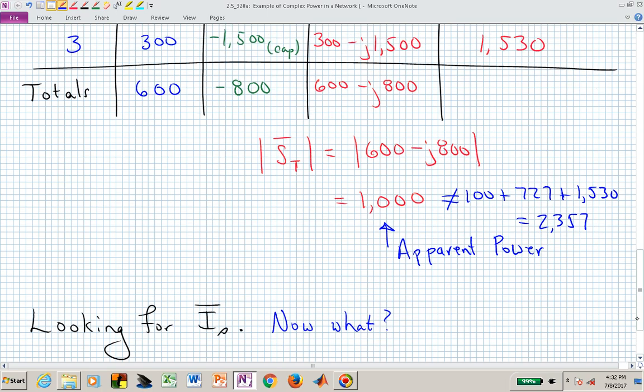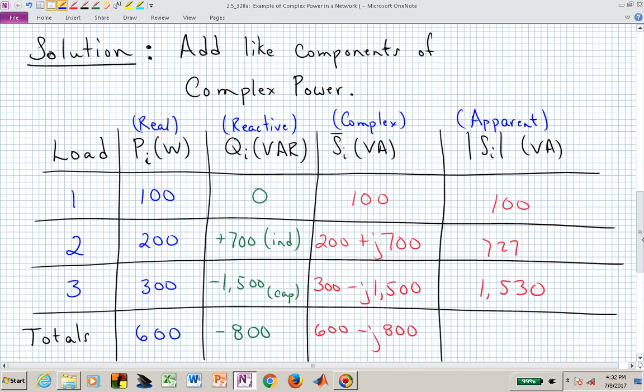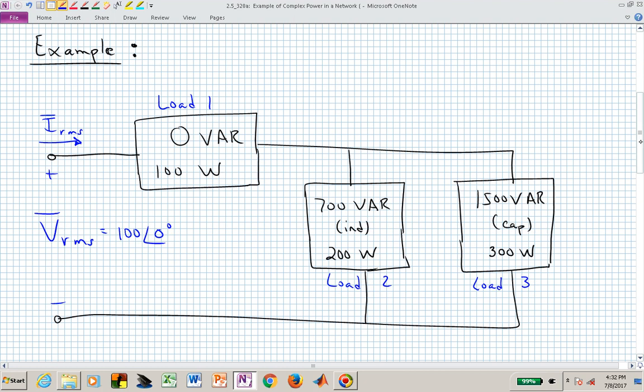So now we're looking for I sub s, reminding ourselves of what we have. We've now found the total complex power associated with the combination of those three, and it didn't matter how they were interconnected. What we want to do now is find the current that's required to support that particular combination of loads.